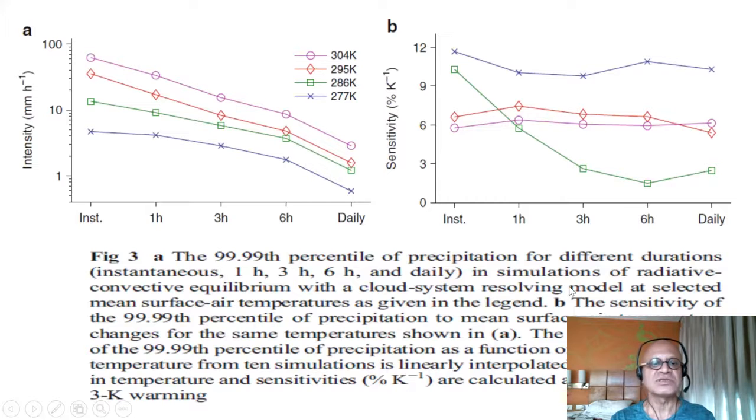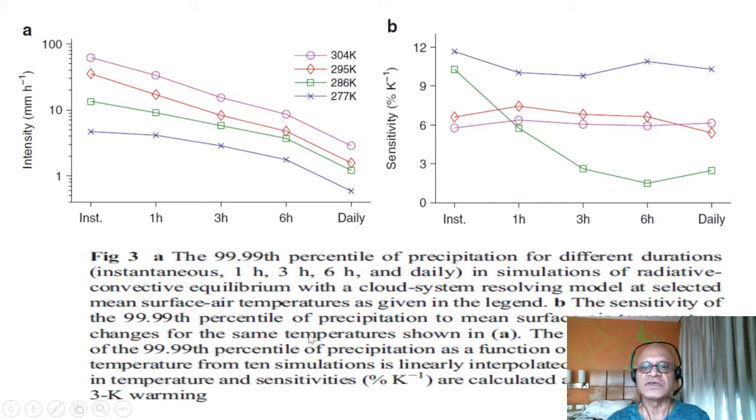This is from simulations of radiative convective equilibrium, what are called RCE models, with the cloud resolving model providing the local circulation. So radiative convective equilibrium doesn't have large scale circulation, but it requires local convective scale motions which are prescribed from cloud resolving models as selected at mean surface air temperature given here in these different legends.